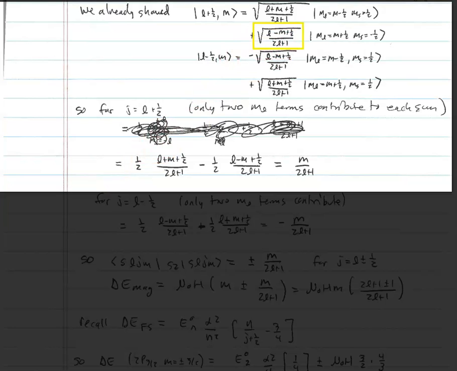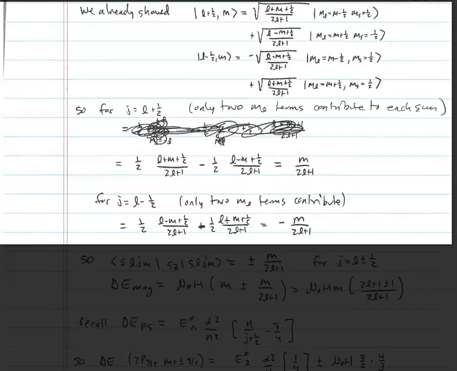And then the second term, I square that coefficient. I get L minus m plus a half over 2L plus 1. But the expectation value of ms there is minus a half. So I get a minus 1/2 there. And now we just have to combine these together. You see the L's will cancel, the halves will cancel, but the m's will add together. And we end up with m over 2L plus 1. That's it. We got the expectation value.